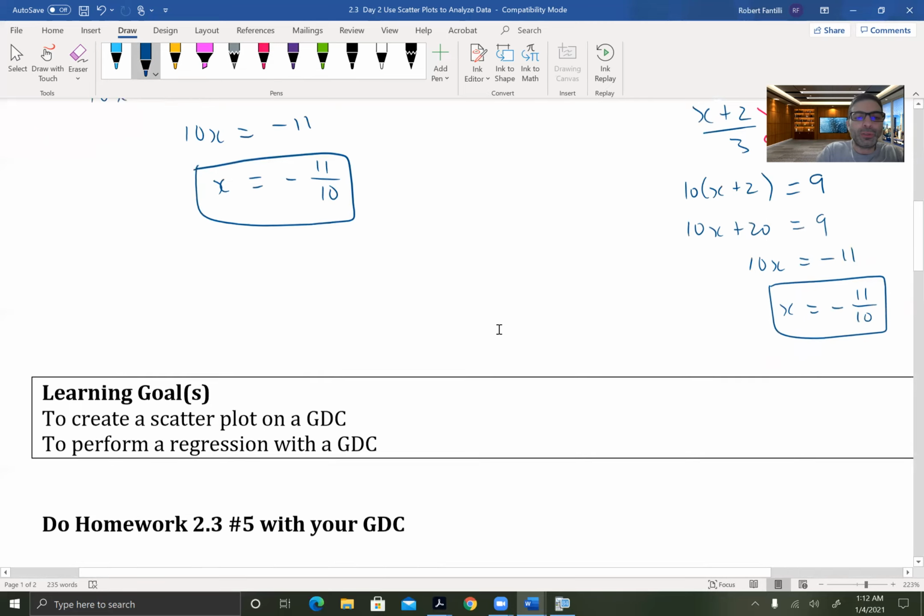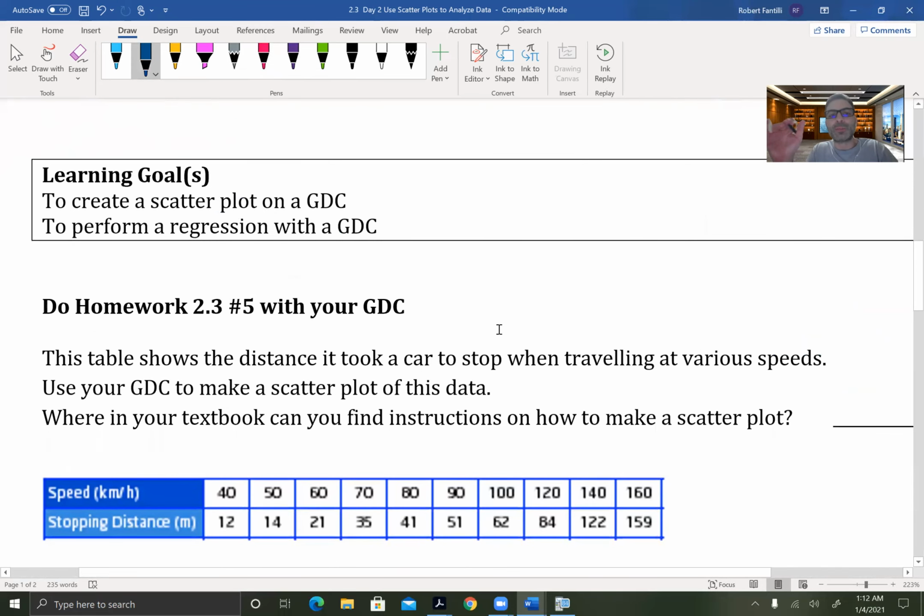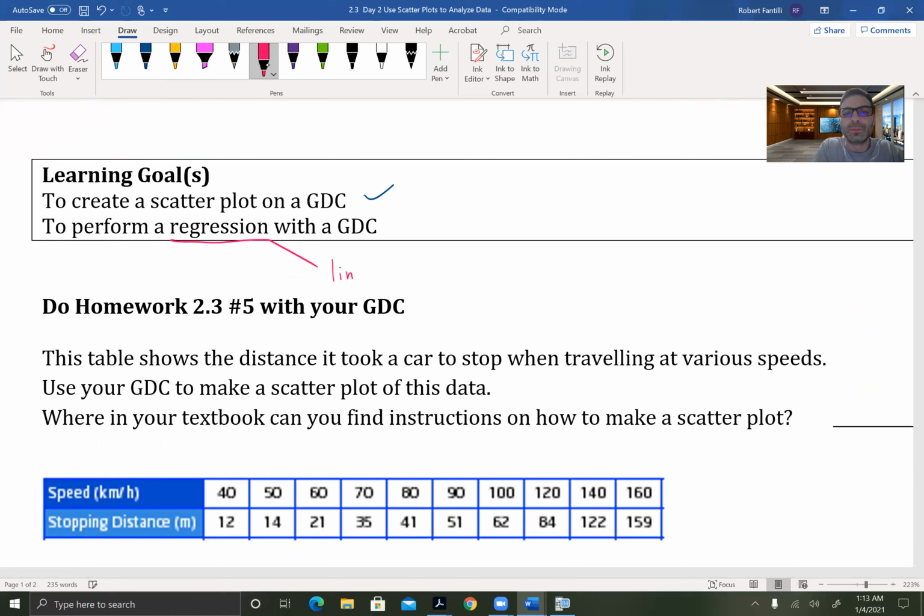So the learning goal here is to create a scatter plot on the GDC. We did that last day, and we're going to do it again today. And then we're going to perform a regression. A regression is a fancy schmancy way of saying a line or curve of best fit.